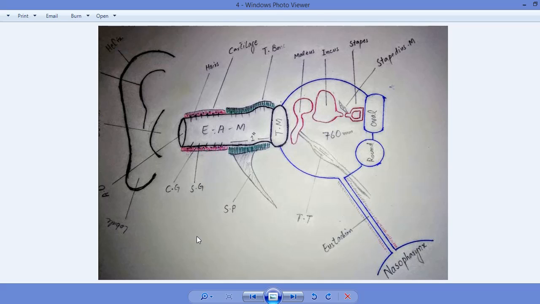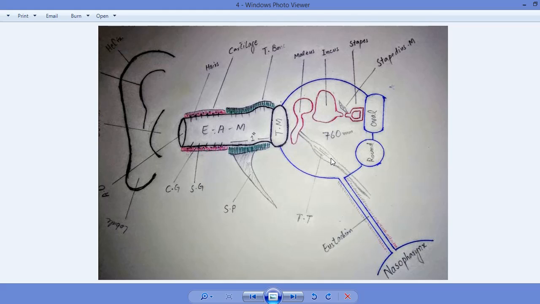One other thing that is also very important: the muscle which is attached to the manubrium of the hammer. This muscle is called tensor tympani. The tendon of this tensor tympani is attached with the manubrium, and another tendon of this muscle is also attached with the cartilage which is all around the eustachian tube.